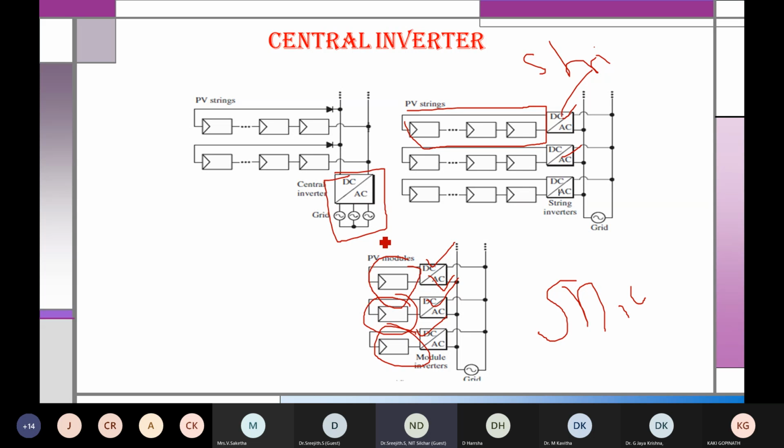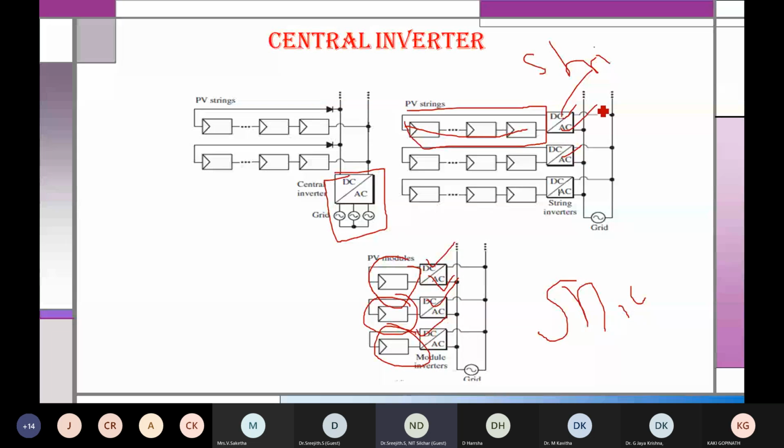And one more thing: you can see here, for 3 PV panels, 1 MPP. Here 1 panel, 1 MPP. Here 3 panels, 1 MPP. Here 6 panels, only 1 MPP. So the output will be very low in this case, because as per this diagram we have 6 panels, but you can operate at the maximum power point of only one panel. Only one value it can work at. So the output will be very low.